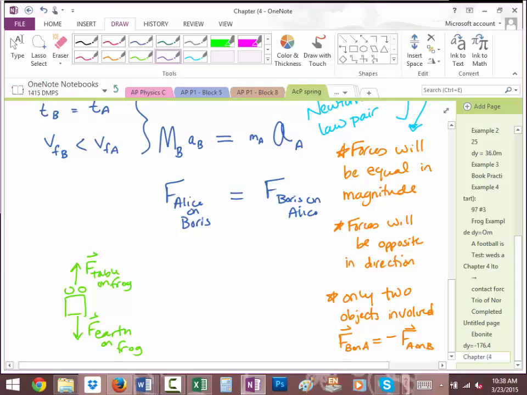A careful question. I'm looking at this picture here, looking at my little checklist. Are those forces, the table on the frog and the Earth on the frog, equal in magnitude? Yeah, they are. How do you know? It's not going up or down. It's not accelerating, right? So we know these forces are equal in magnitude. Are the forces opposite in direction? Yeah, one's going up, one's going down, right?